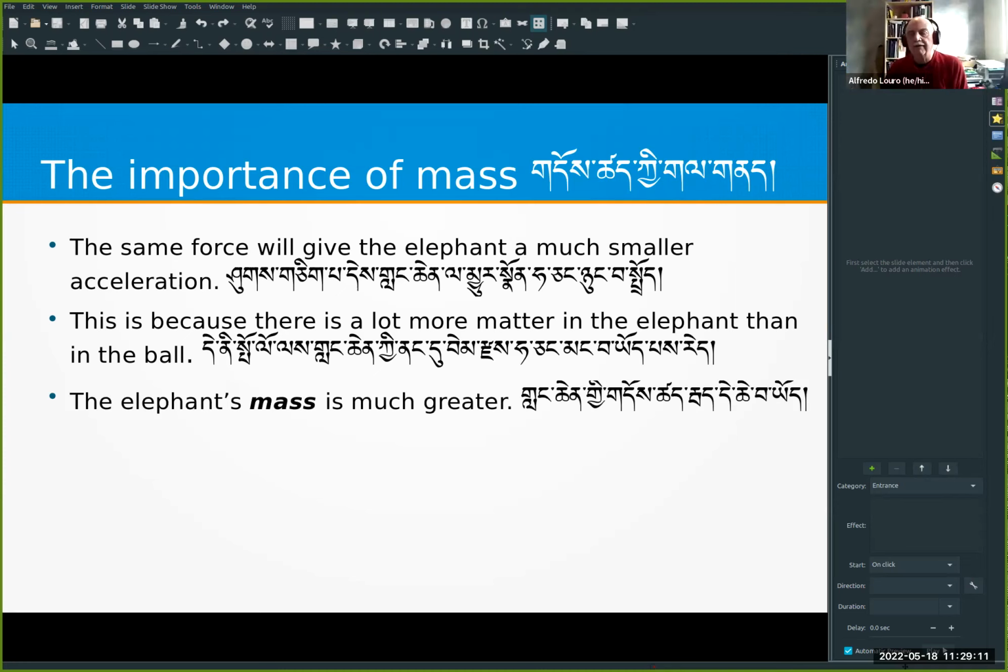So we measure the amount of matter in anything by its mass.